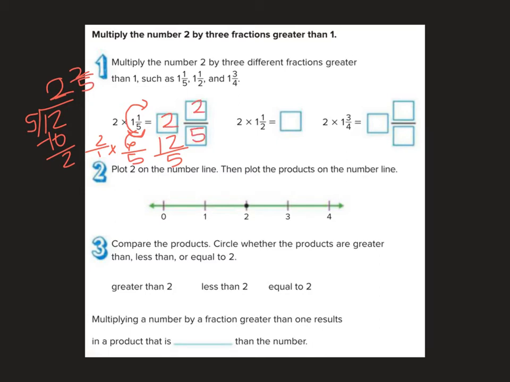Oh, look at that. Do you notice anything, guys? I multiplied 2 times 1, and I multiplied 1/5 times 2, which is 2/5. Isn't that cool? Let's see if it works the same for this.